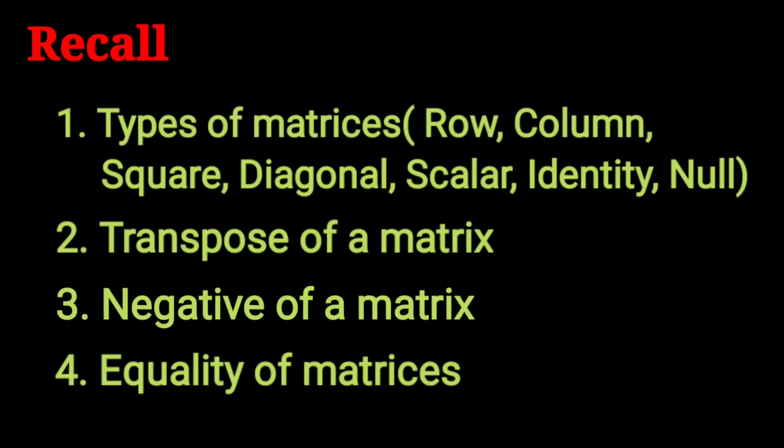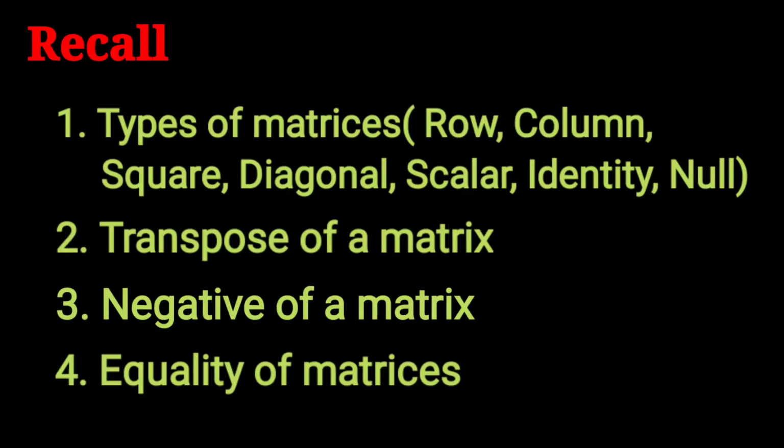Then we learned equality of matrices. When are two matrices said to be equal? When two matrices are of same order and their corresponding entries are the same. Corresponding entries mean the first row, first column entry of the first matrix is equal to the first row, first column entry of the second matrix. The first row, second column element of the first matrix is equal to the first row, second column element of the second matrix. Then they are said to be equal matrices.